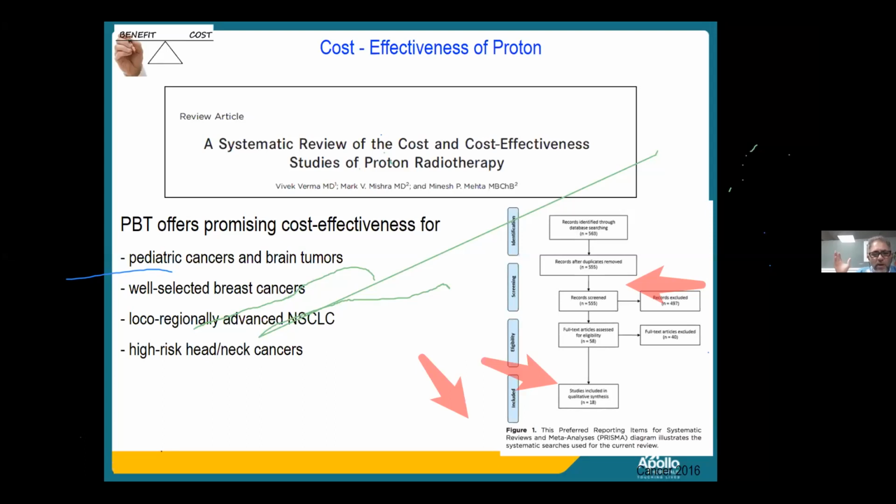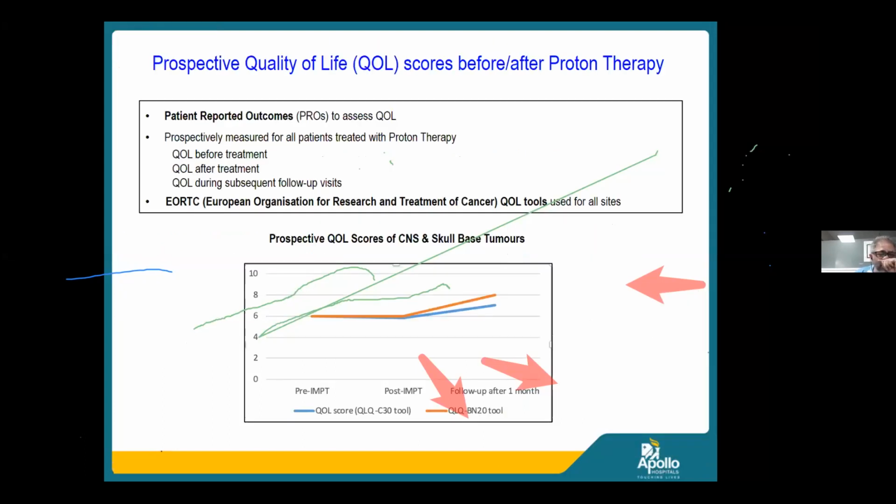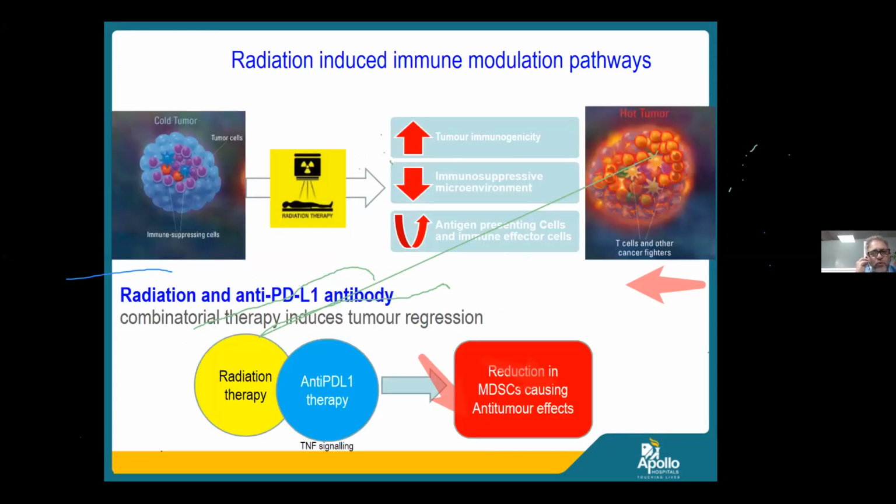And now I'm sure with more technology and as the data gets more robust, the list is going to be more, many other sites will be included in the list. In our center, we are meticulously collecting prospective quality of life and patient-reported outcome data. This is just very preliminary data to show you that the quality of life was same or improved in many of these tumors. Finally, I also want to bring in the immune modulation pathway.